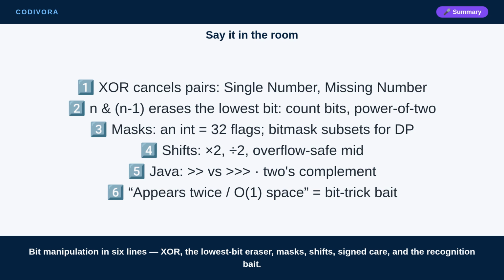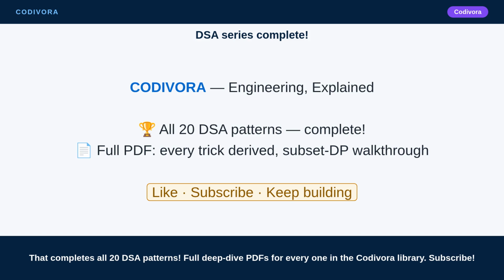That's bit manipulation. And that completes the DSA pattern series, 20 patterns, every recognition cue, every template.